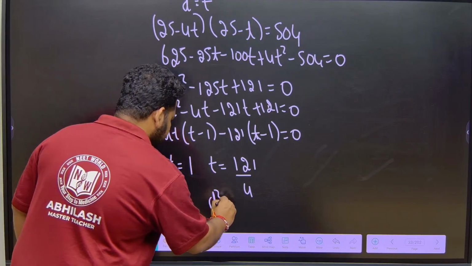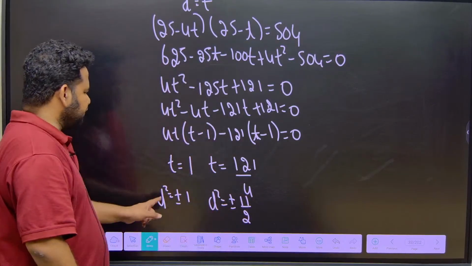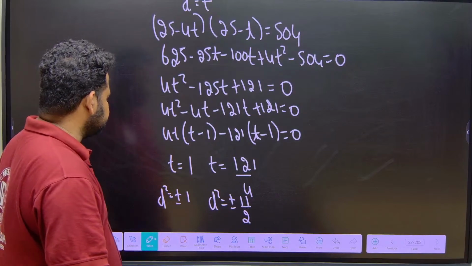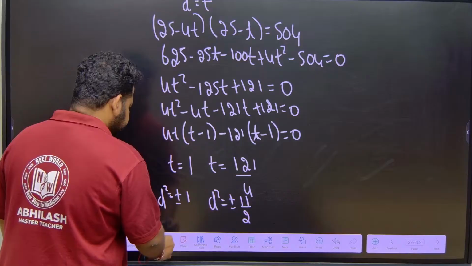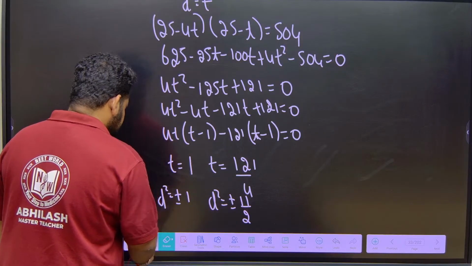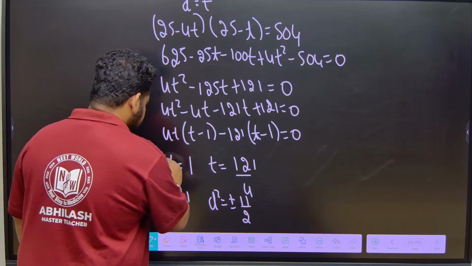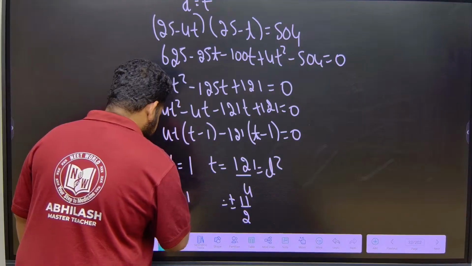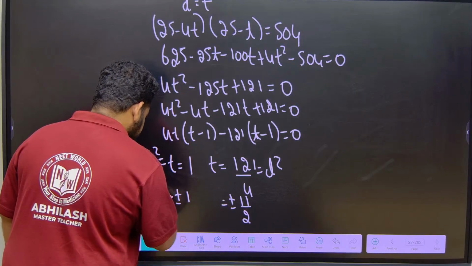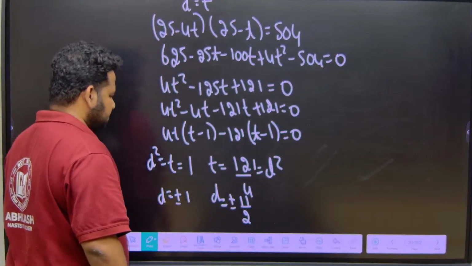Here d square will be equal to plus or minus 11 by 2, because we have to take the square root. So if d square is equal to 1, then d will be equal to what? This is d square here, and here also this will be d square. This is not d square, this will be d. So d will be equal to plus or minus 1. Here also d will be equal to plus or minus 11 by 2.